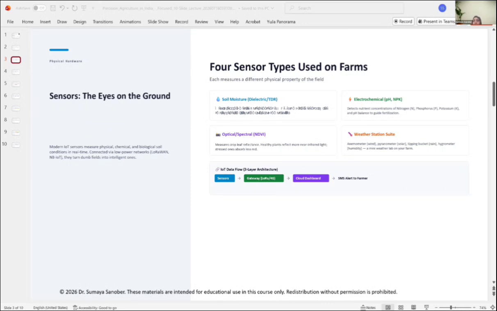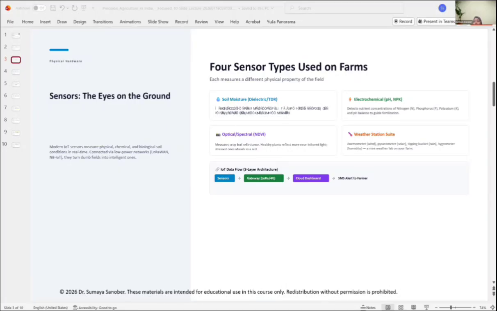Then the third type is called the optical or spectral sensor, which is going to give us information on how plants reflect light. One common measure is called NDVI, which helps us estimate how crop health is assessed and how much the crop is under stress. Then the fourth type of sensor is called the weather station system, or weather station, which measures information about your climate: when rainfall is going to happen, the humidity, temperature, light, and wind speed.